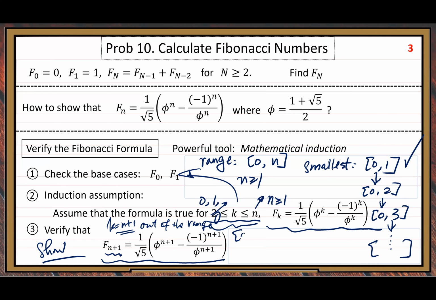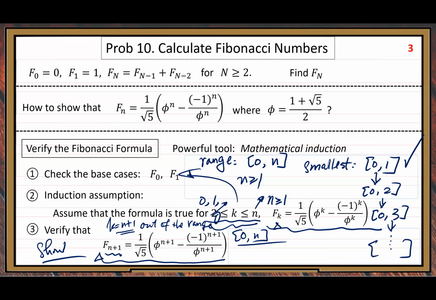Out of the range, this interval. Out of the range, that means at the left-hand side, when you calculate f sub n plus 1, you cannot use the induction assumption, right? You cannot, because k falls out of the range, so your assumption cannot be used anymore.